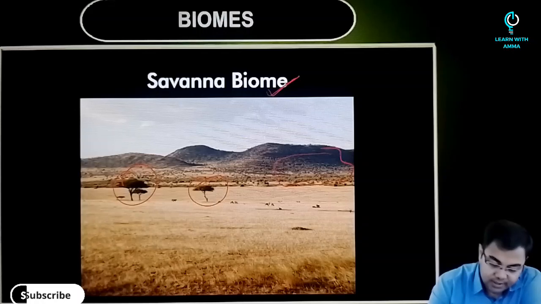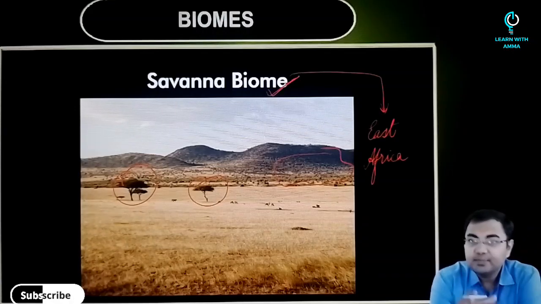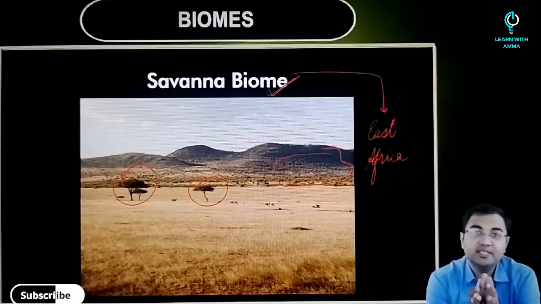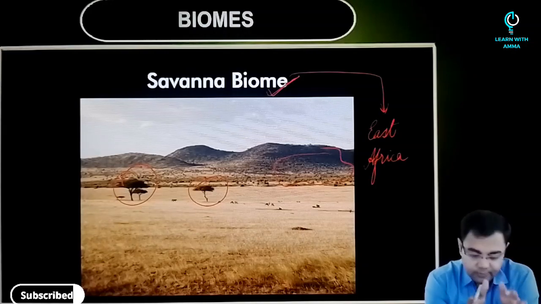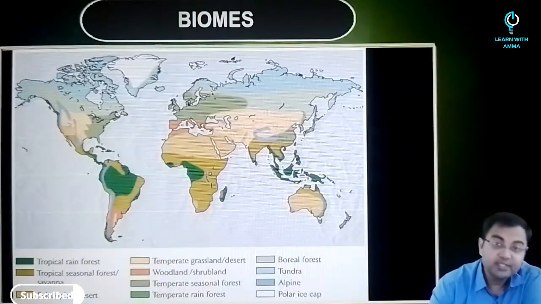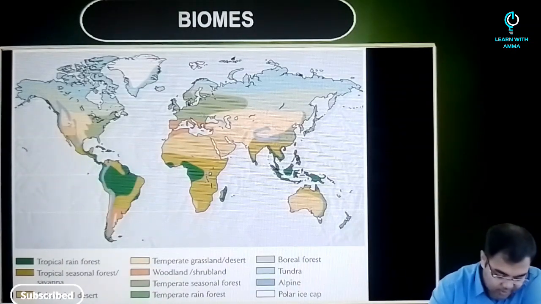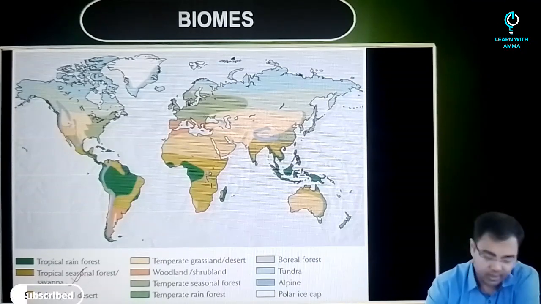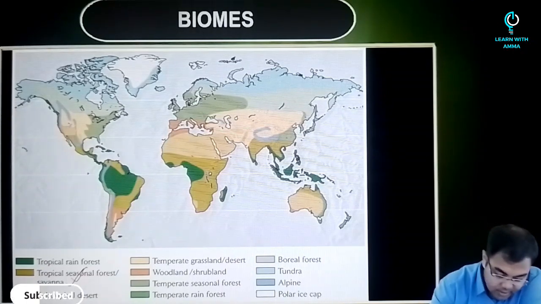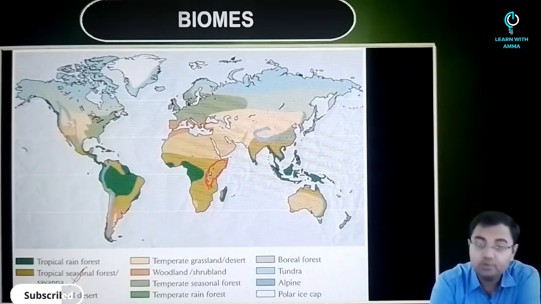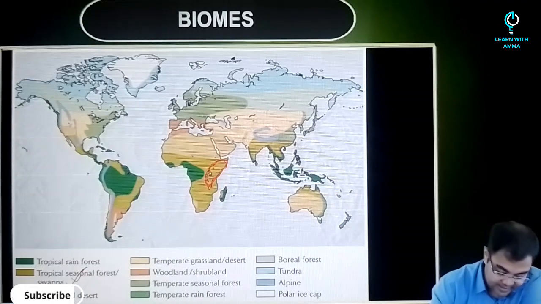Now, when it comes to the distribution of savanna, eastern part of Africa is one region where we see the widest distribution of savanna biome. So if we look at the distribution map, we already talked about the tropical seasonal forests and savanna. They have the same distribution, but this is the region where you find savanna the most. The characteristic savanna grassland are found the most in this particular region of Eastern Africa.